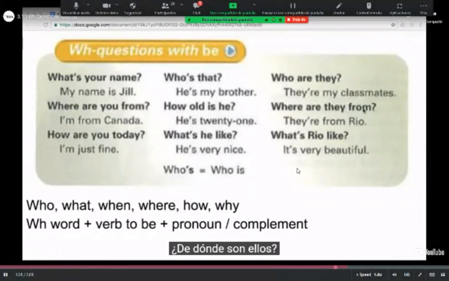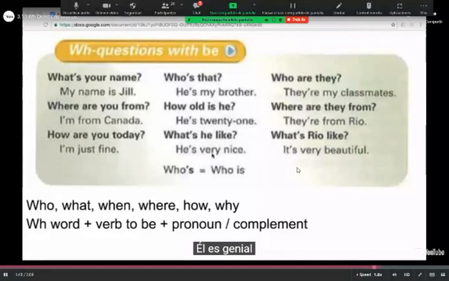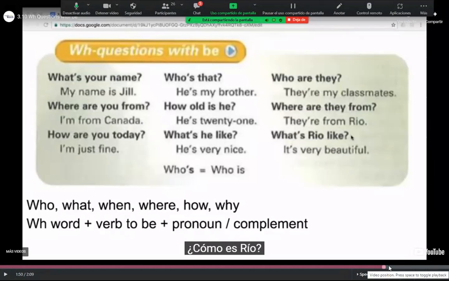Where are they from? They're from Rio. How are you today? I'm just fine. What's he like? He's very nice. What's Rio like? It's very beautiful. Okay, perfect. Guys, vamos a parar acá un ratito para enfocarnos en estas preguntas, okay?